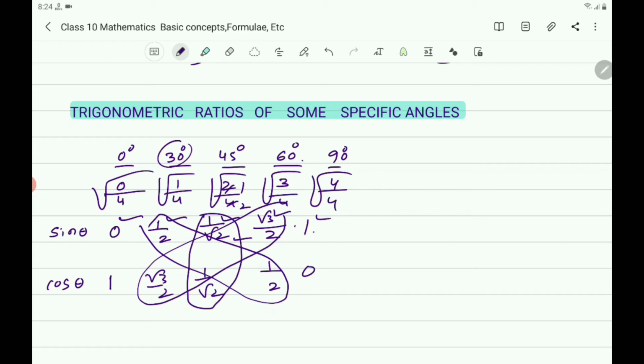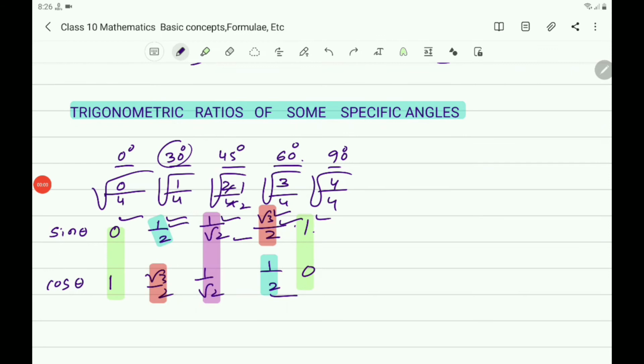See that, sin 30 is the same as cos 60. Similarly, cos 60 is the same as sin 30. 0 degree and 90 degree are opposite here: sin 0 and cos 90. Here sin 0 and cos 90 are the same. And cos 0 and sin 90 are the same. Here these two are the same.